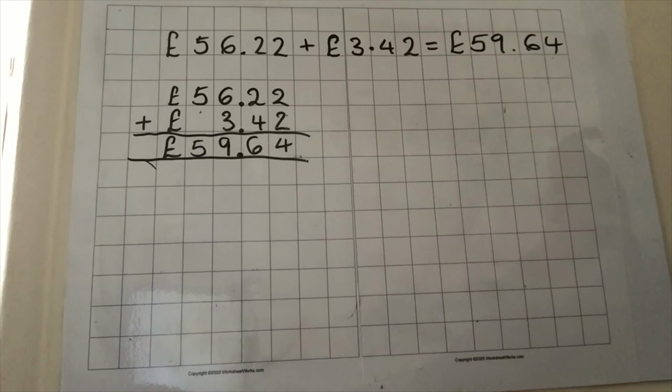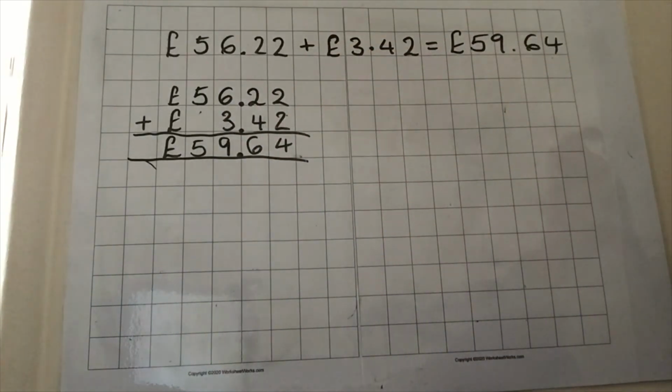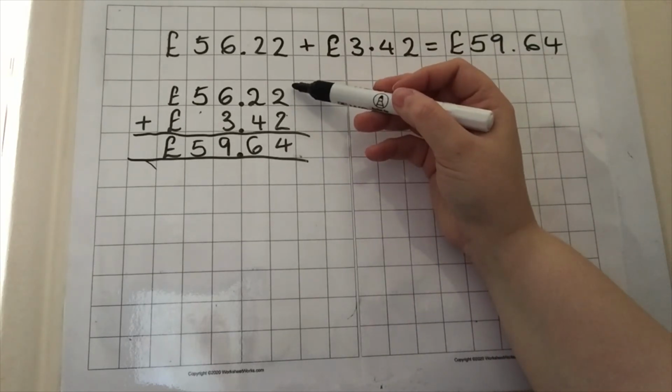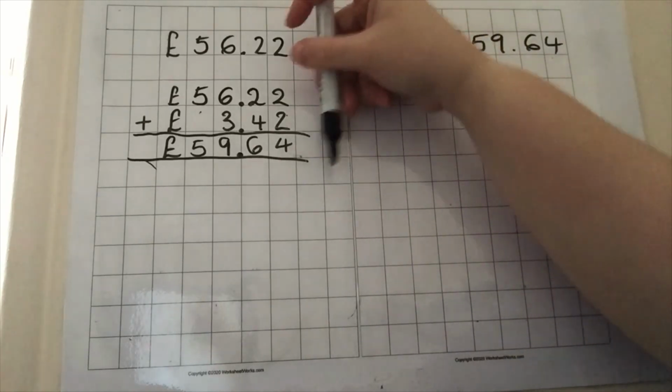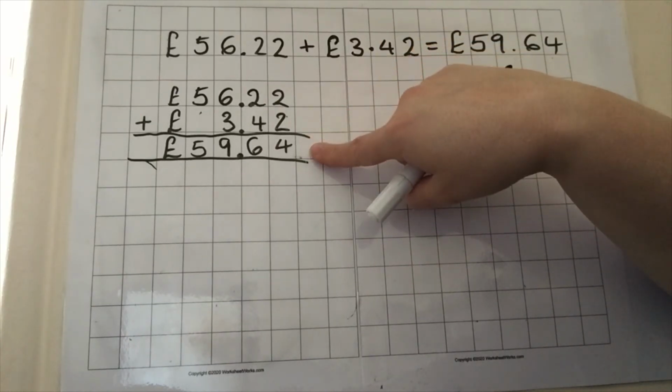So have a go. Remember, I want to see pounds, I want to see pennies, because they're not elephants, they're not bananas, you're dealing with money. Remember also, if you're doing it as a chimney sum or a column addition or column subtraction, that your units should always line up and you always start from this end. Okay?